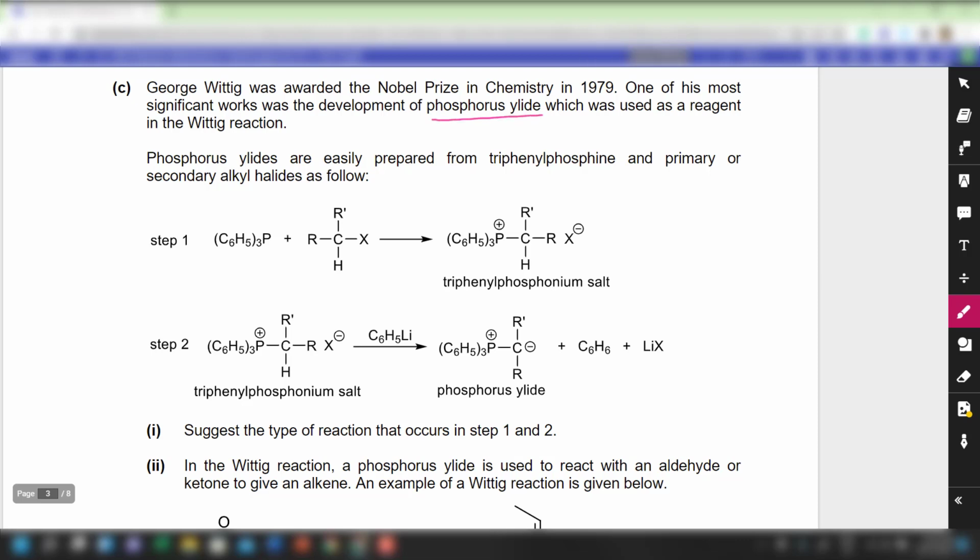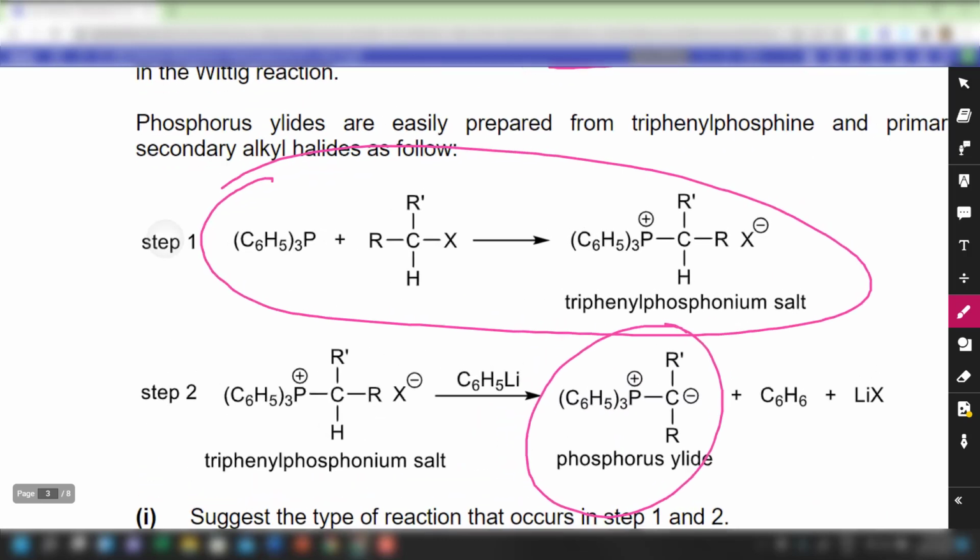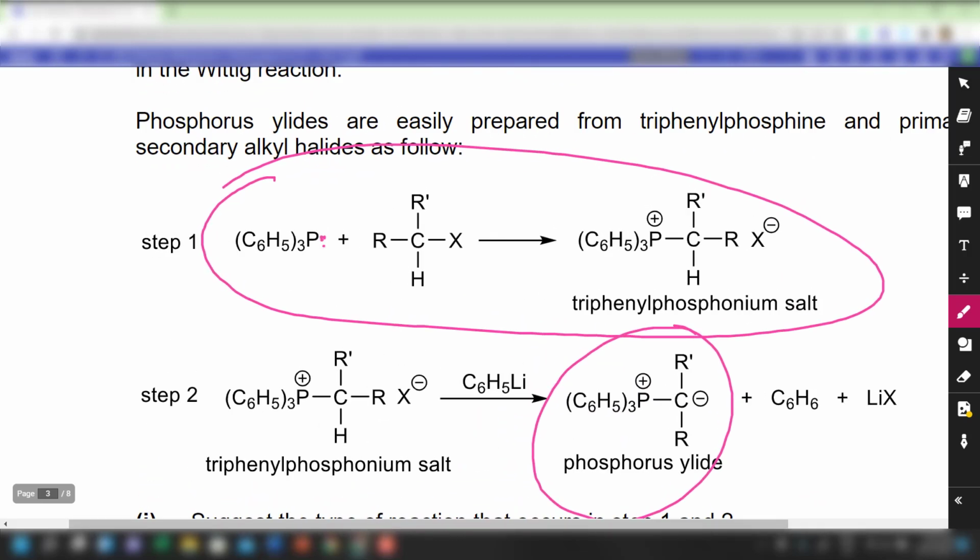You don't really need to know what exactly is a phosphorus ylide, but the structure is given to you here. From the structure you know that it's a carbanion. You can produce the phosphorus ylide by the reaction between triphenylphosphine and a primary or secondary alkyl halide. This is something which is definitely very familiar to you, because remember that phosphorus has a lone pair of electrons. So phosphorus can behave as a nucleophile, and you notice that in the course of the reaction, the phosphorus gains a positive charge, right?